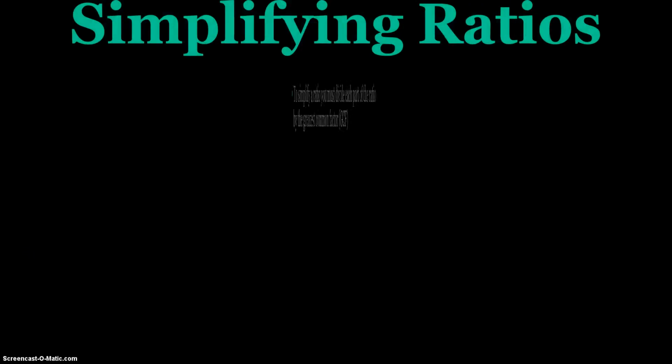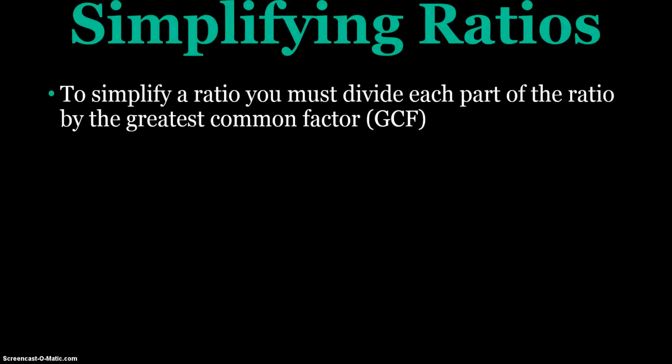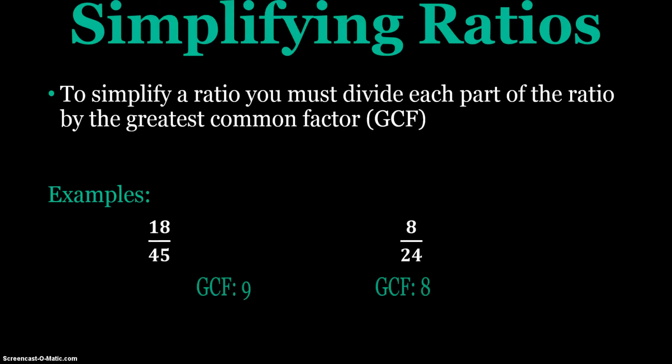When simplifying ratios, you must know the greatest common factor, and you divide each part of the ratio by that greatest common factor. So for example, if I have 18/45, my greatest common factor is 9, so I divide each part by 9 and I get 2/5. The same is done for 8/24. The greatest common factor is 8, so I divide both parts by 8 and I get 1/3.